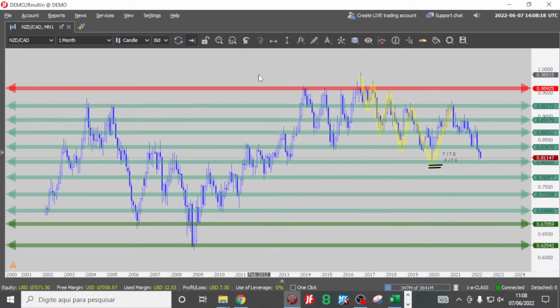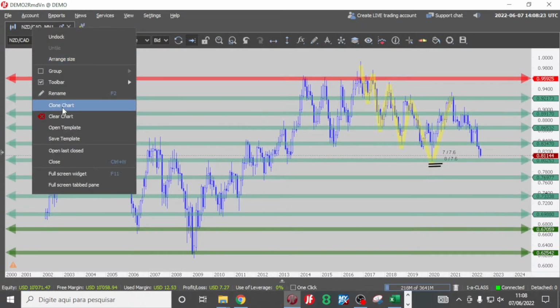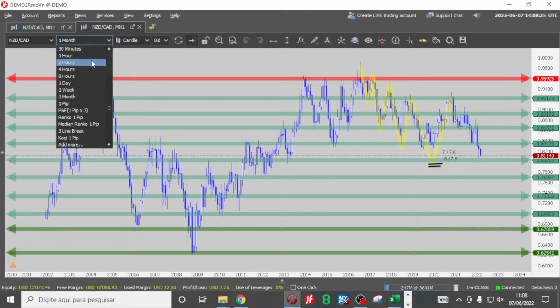This is one. Once you are over the monthly chart, you clone the chart and you go on the weekly chart.